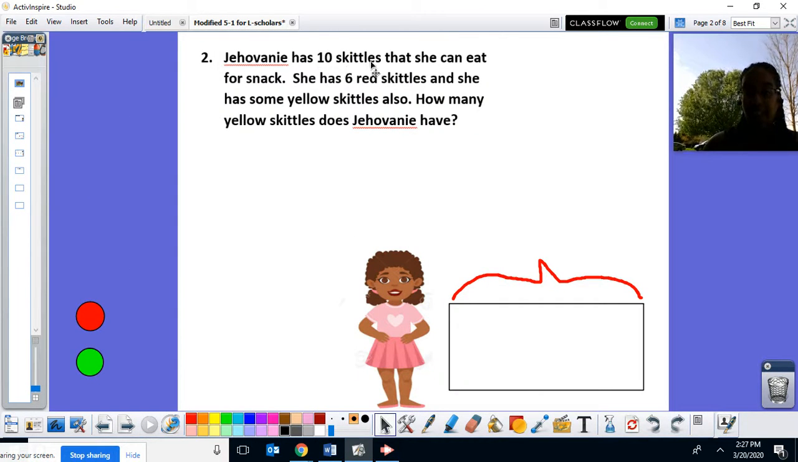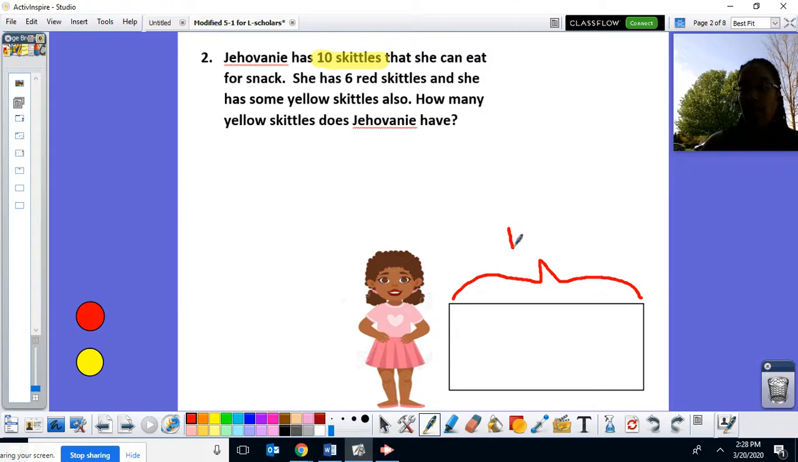Giovanni has 10 Skittles that she can eat for a snack. She has 6 red Skittles and she has some yellow Skittles also. How many yellow Skittles does Giovanni have? Well, let's start off and let's go through and change this first of all to a little bit of yellow. All right. So I do know, again, a little bit of information from my problem.